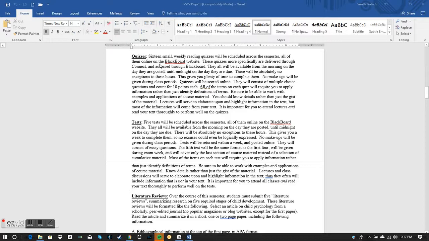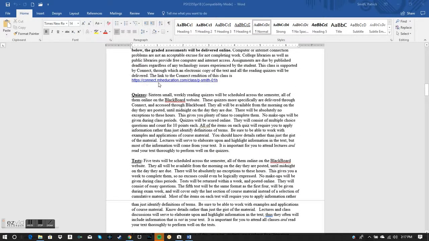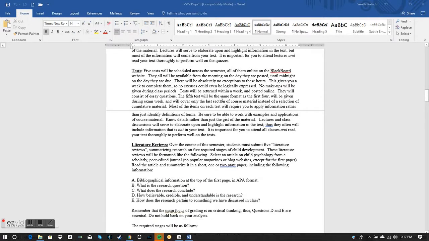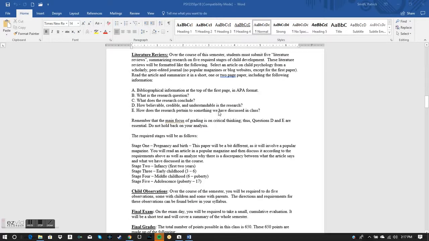So here are our quizzes, 16 quizzes. What that means is every time we read a chapter, you'll have a reading quiz on it. And so as you can see, it's multiple choice, 10 points each for the whole quiz. So you want to make sure you read the chapter clearly, understand, and then take the quizzes. These are Connect quizzes. What that means is that you will need a Connect account. When you buy your textbook, it will give you that code, and then you can just take the quizzes through Blackboard and Connect.